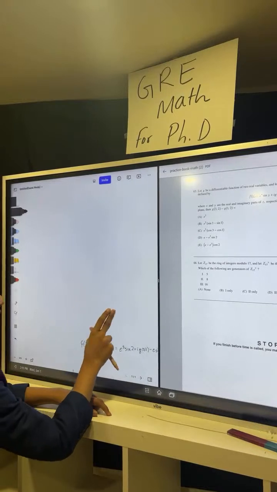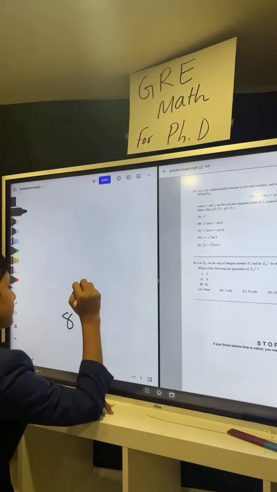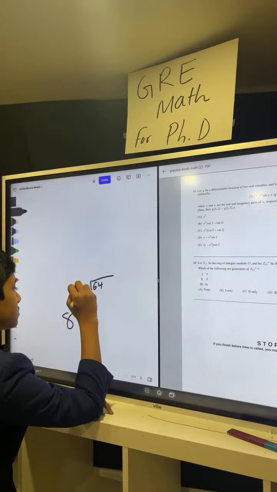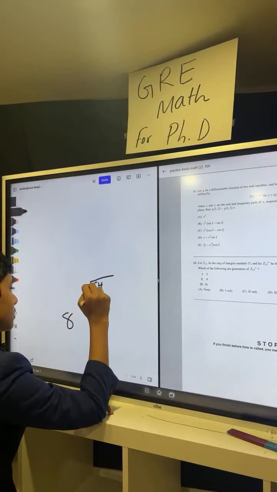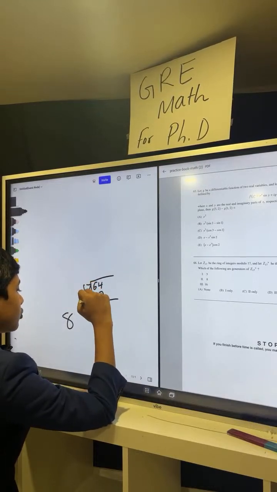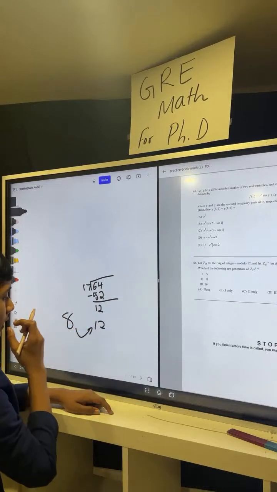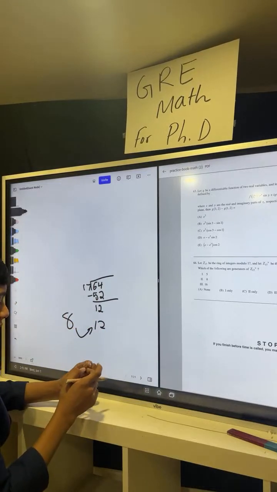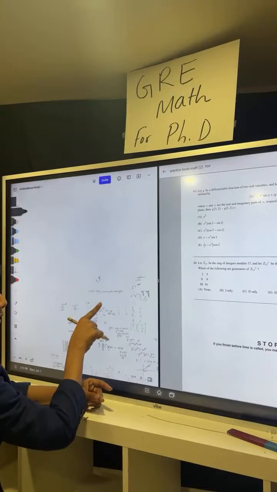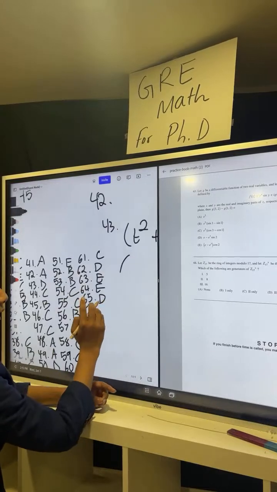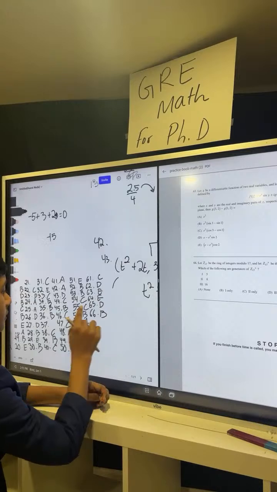If 8 is not a generator, 64, that gives 12. Oh, 8 only gives even numbers. Okay, so I'm going to wager it's 5 then, which is B.